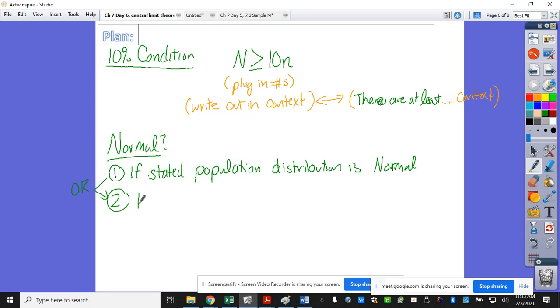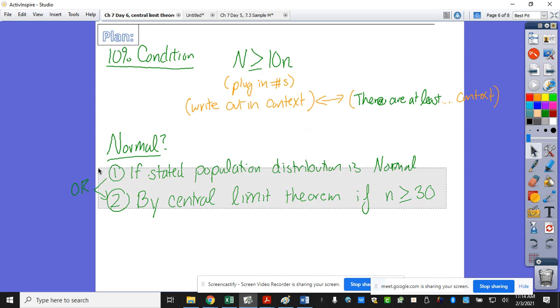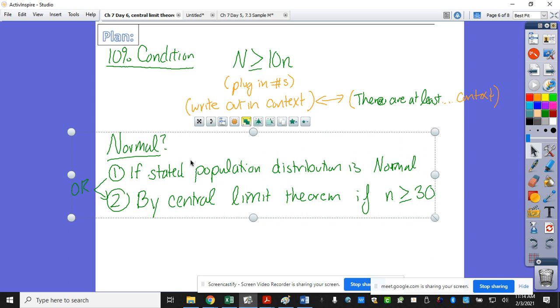The other way we're going to go is by central limit theorem, if lowercase n is greater than or equal to 30. So in an actual problem here, you would either write stated that the population distribution is normal, or you would write n is whatever, and this is greater than or equal to 30, so by central limit theorem. But we always end with, I probably should have written those in orange, because those change, if you care about that.